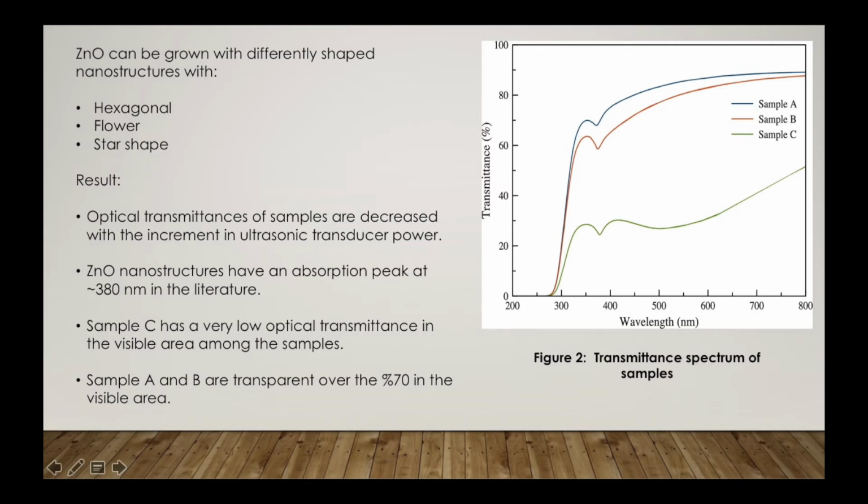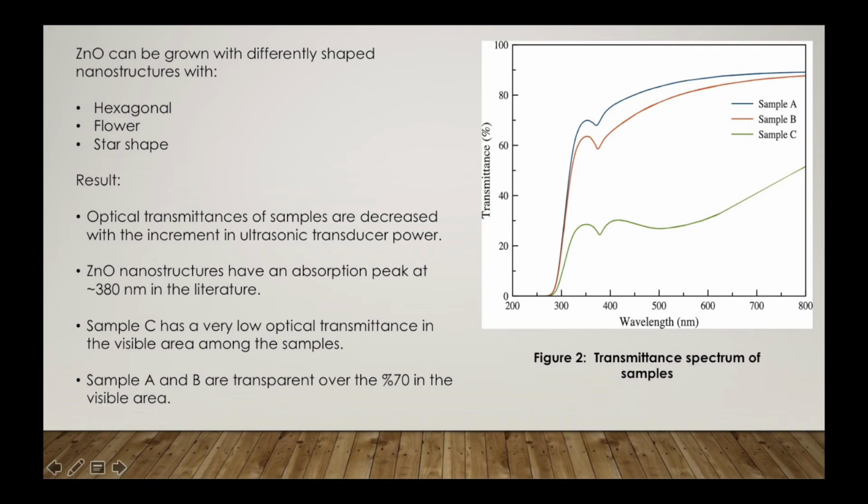From the figure, it shows the transmittance spectrums of the samples. Based on the figure, we can analyze that the optical transmittance of the samples decreased with the increment in ultrasonic transducer power. The zinc oxide nanostructure has an absorption peak at 380 nanometer. Therefore, in the transmittance spectrums of the samples, a radical decrement approaching 380 nanometer is observed in all samples, while sample C has a very low optical transmittance in the visible area among the samples. Samples A and B are transparent over 70% in the visible area.